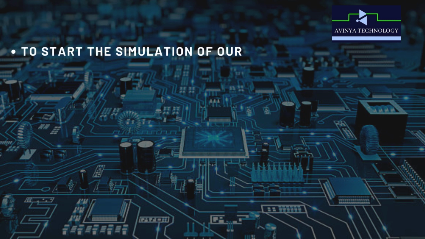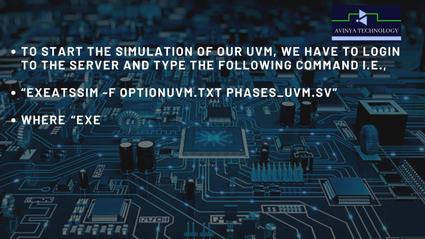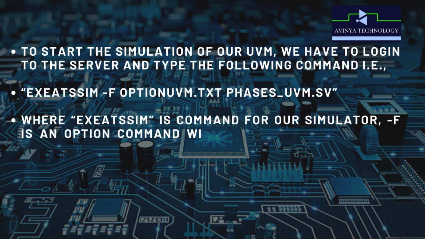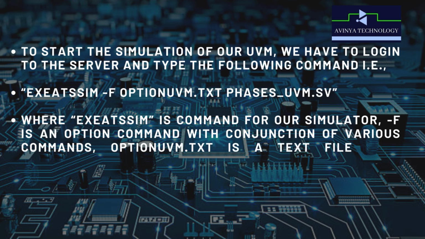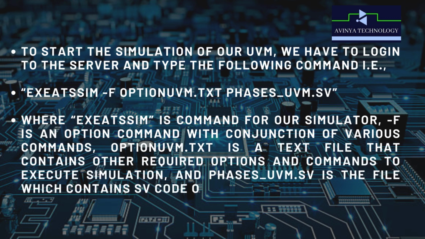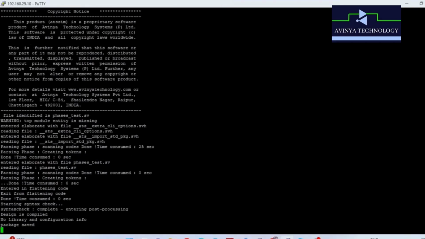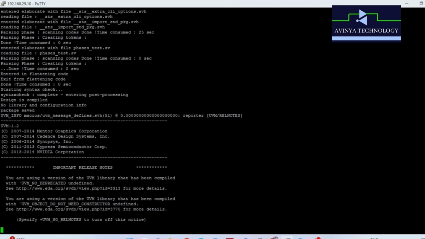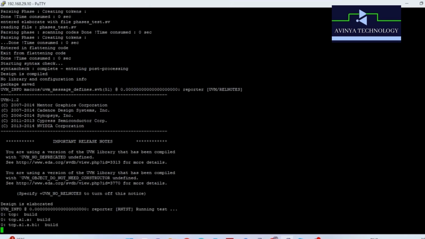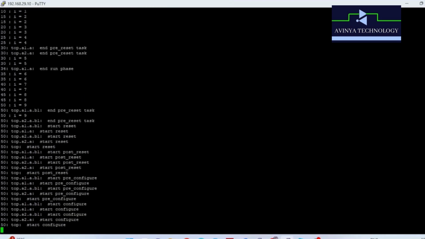To start the simulation of UVM, we have to log in to the server and type the following command, that is exeats sim -f option uvm.txt phases_uvm.sv. Here is the simulation of UVM. You can see that it has the topology as we have seen before and also has all the phases of UVM.